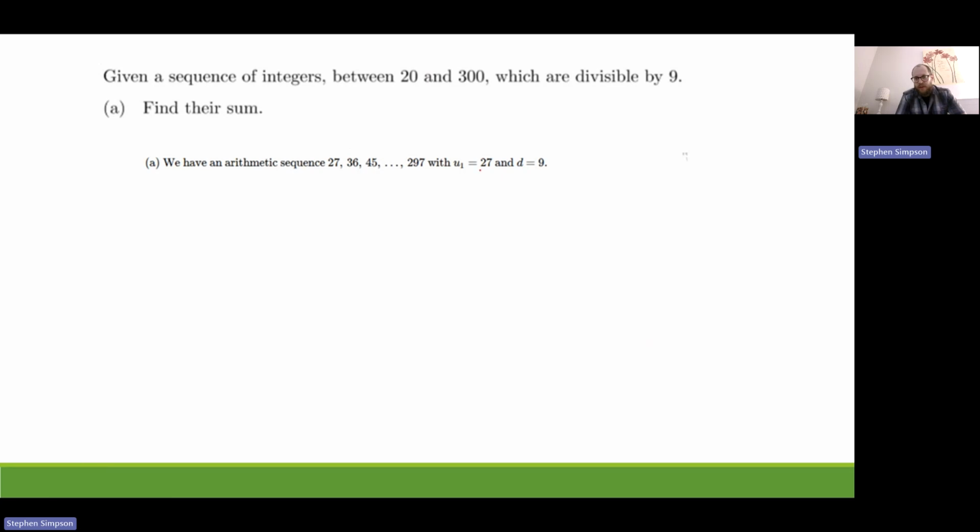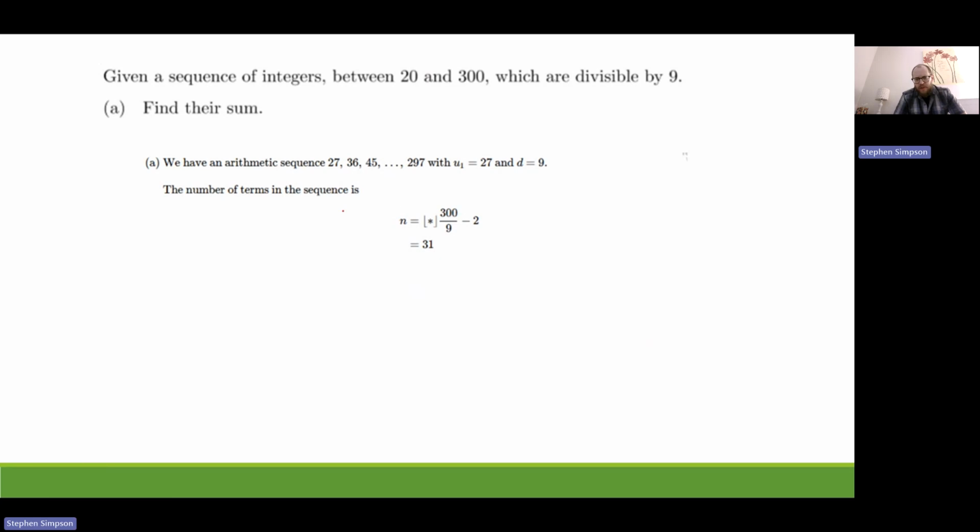So the first term is 27. The common difference is 9. And you have to be able to recognize that to use any of the formulas we're going to use. So before we use this next formula, we need to know the value of n. In other words, how many of these numbers are there? The first one is 27. The last one is 297.